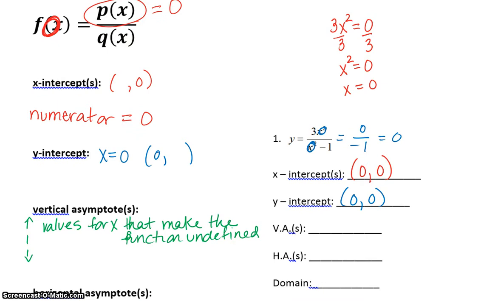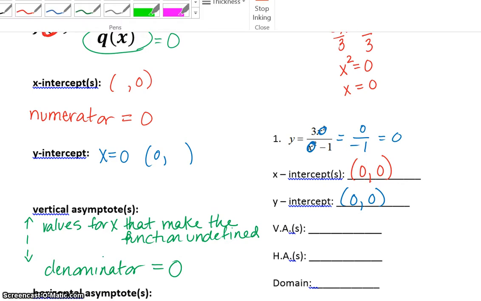Okay, so what can we do to x here, or what kind of x's wouldn't work? Well, what doesn't work is when the bottom is 0. That makes this function undefined when the bottom is 0. So what x's make the bottom 0? And that's what we're going to do here. We're going to make the denominator equal to 0. Because whatever x's make the bottom 0 make this function undefined at that point.